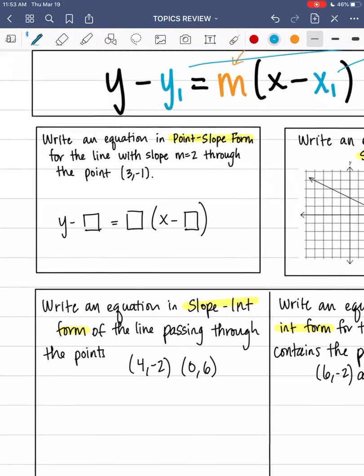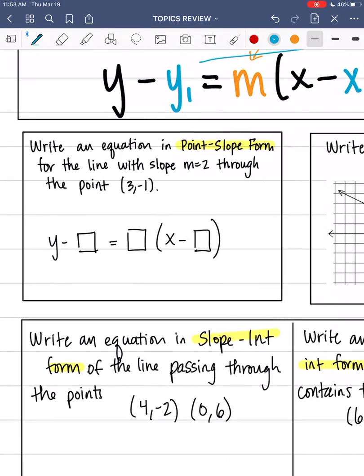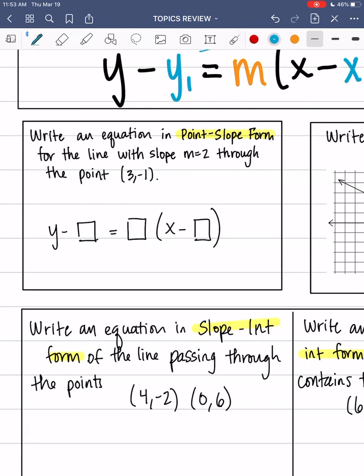Our first question says, write an equation in point slope form for the line with slope m equals 2 through the point 3, -1. So that's x1, y1, because those are numbers. On the practice, you'll have problems like this where they give you boxes. So the slope m equals 2 goes right here, and then the numbers go in their corresponding boxes.